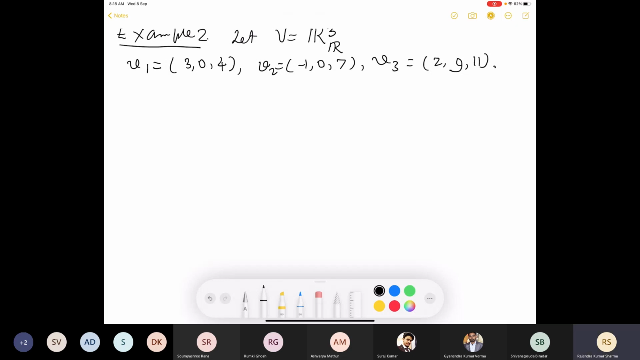Now you can verify that this is a basis. That is for you to see that they are linearly independent, they do span, and so it's a basis. Say B1 we are reserving for the standard basis, that is (1, 0, 0), (0, 1, 0), (0, 0, 1). So V1, V2, V3 is a basis. You can also check that this is not an orthogonal basis.